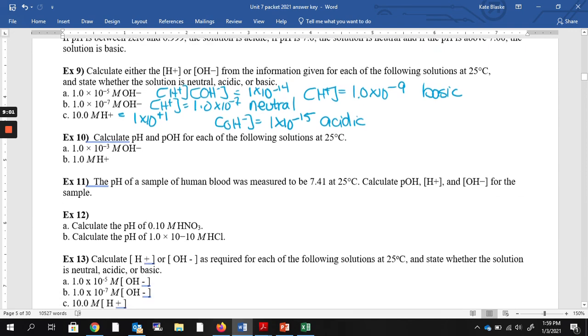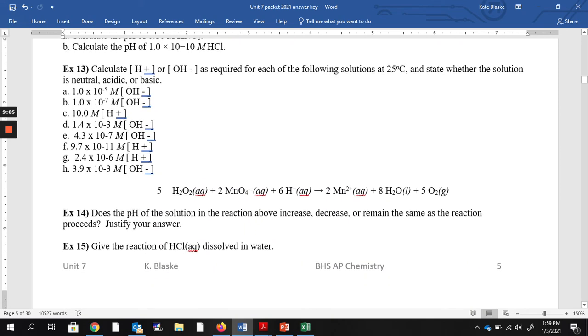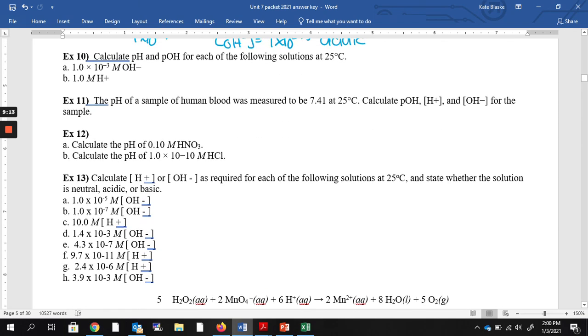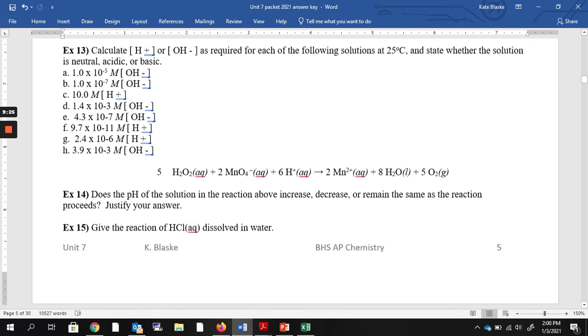So again, make sure that you try out these other example questions. There are some asking you to go from concentration of ions to other concentrations. There's some that are asking you to find the pH from concentration. Here's one that's asking you to find the H plus and OH minus concentrations from the pH. So it's all about manipulating those equations to figure out what's going on.